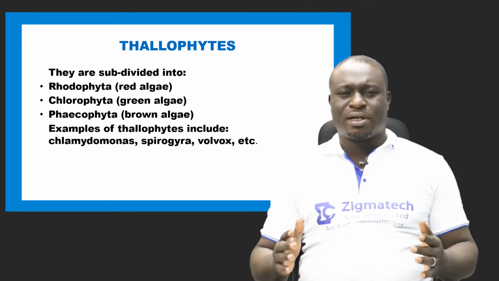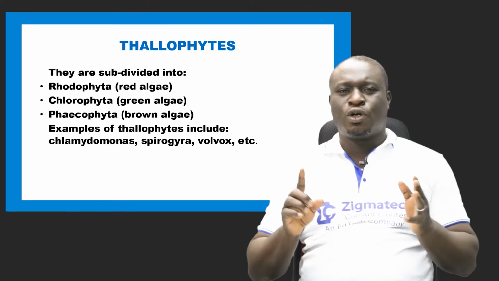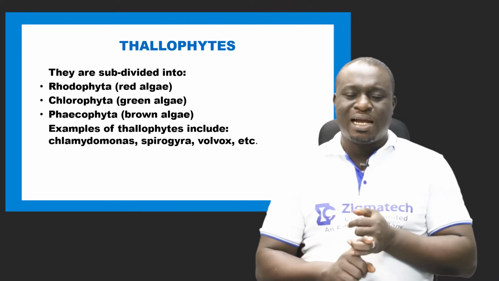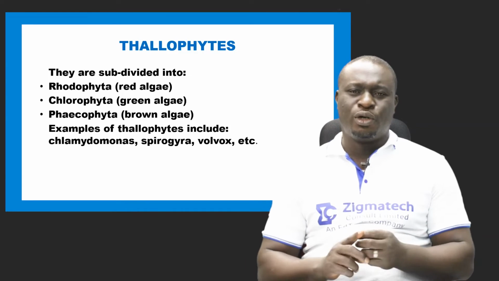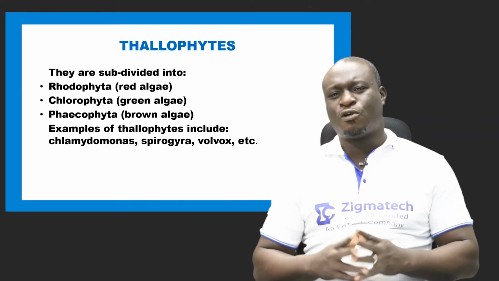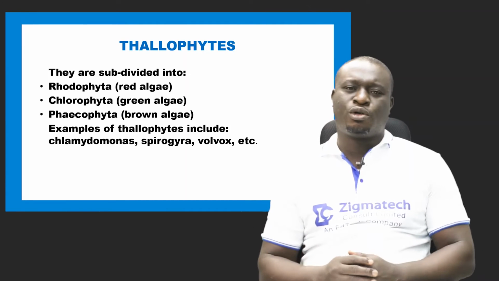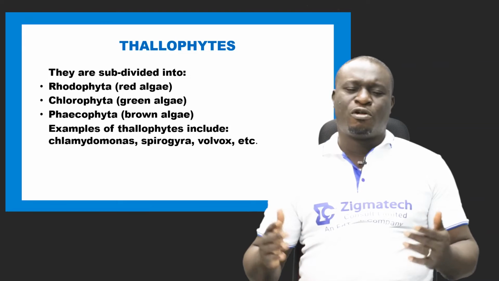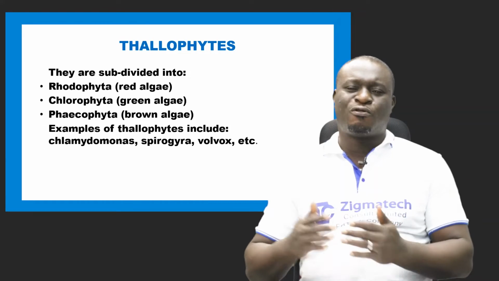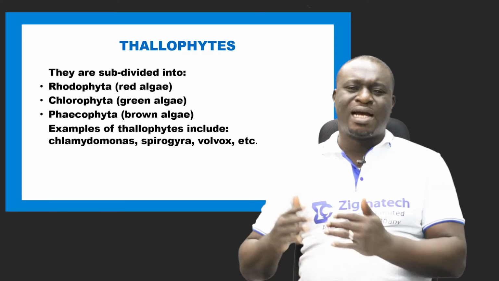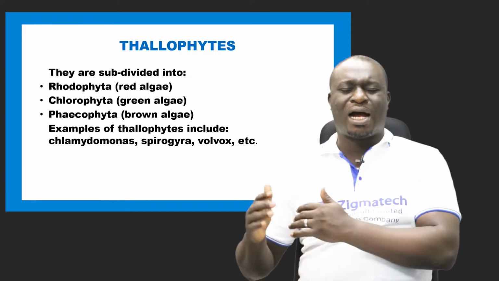And then number 2 characteristic to note about THALLOPHYTES is that they do not have roots, they don't have stems, neither do they have leaves. No roots, no stems, no leaves. THALLOPHYTES are also further subdivided into 3 major groups. We have the rhodophyta; another name for rhodophyta is red algae. Then we also have the chlorophyta, which is called the green algae. We have the phaeophyta, which is called the brown algae.